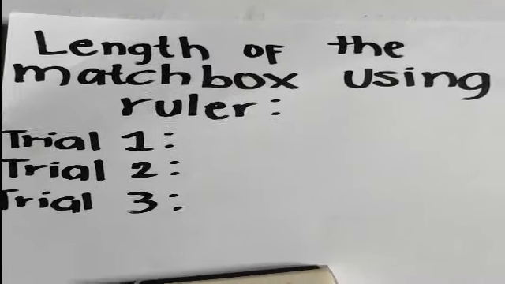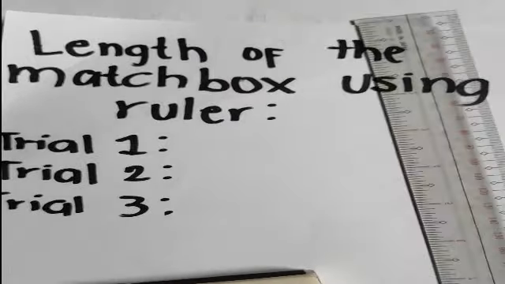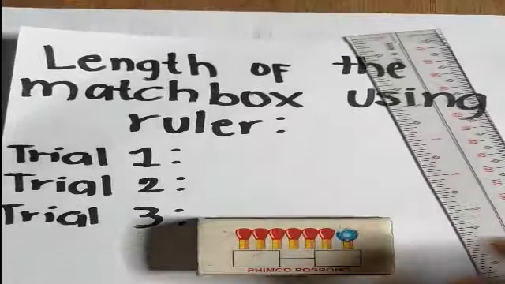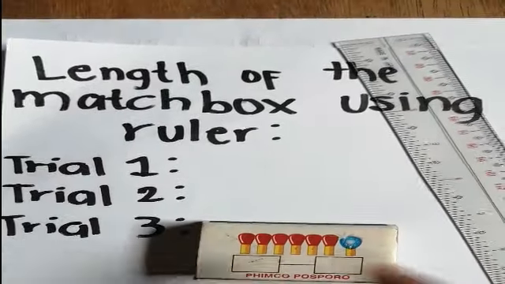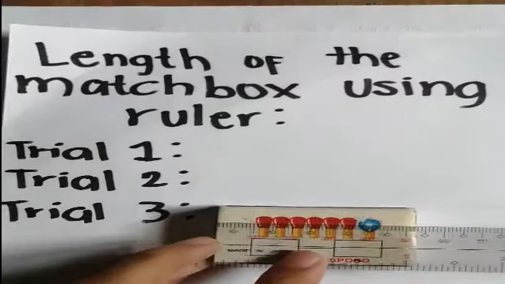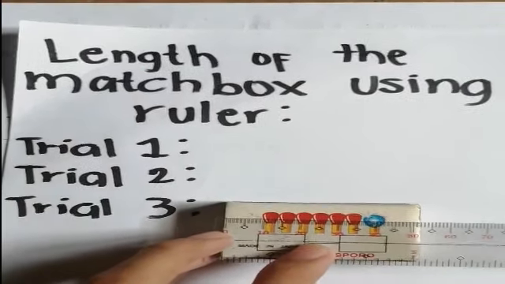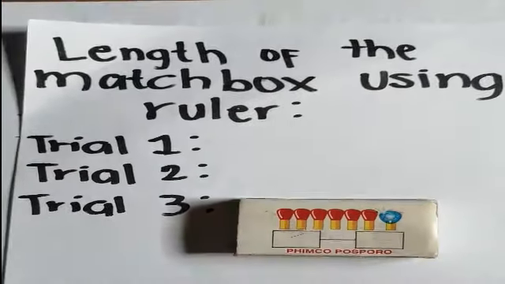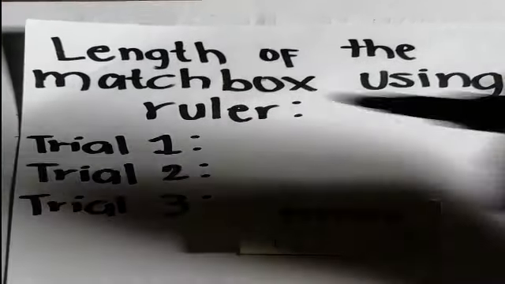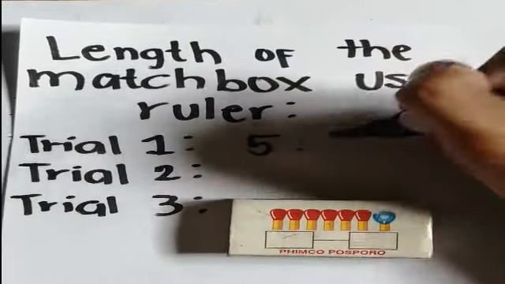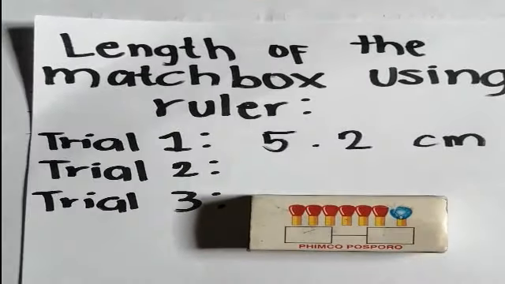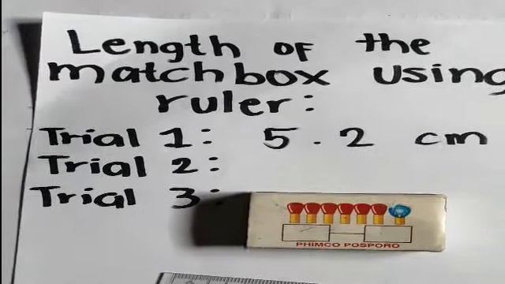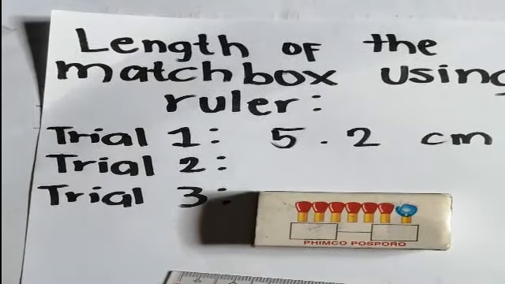Measuring the length of the matchbox using a ruler. Here, I have a matchbox. This is the length and this is the width. The first trial is 5.2 centimeters. Repeat the procedure to get the second and the third trial.